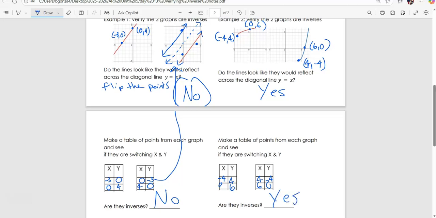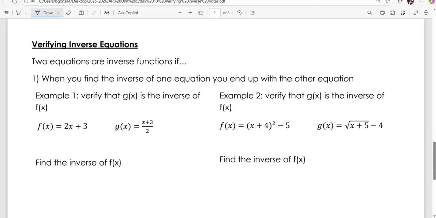Last thing. This is the most important part on the back side of the notes because this is potentially the most difficult part. You got to be able to algebraically prove 2 functions are inverses. Is everyone caught up? Okay, check it out. Very important. 2 equations are inverses if, when you find the inverse of one equation, you end up with the other equation. So if I take the inverse of this first one, it better end up looking like this one. Then it's an inverse. I mean, kind of obvious, right?